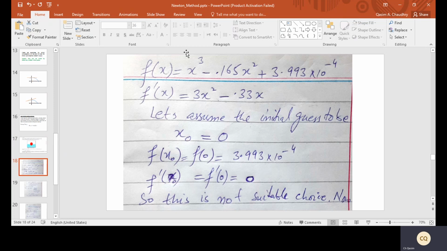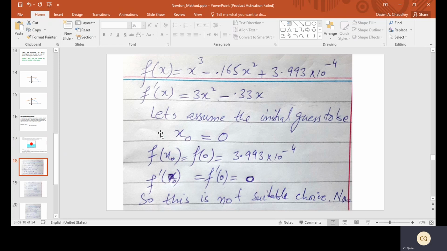So students, now f of x is equal to x cube minus 0.165 x square plus 3.993 into 10 raised to the power minus 4. So first of all, we need to find out the derivative. So students, the derivative is f prime of x is equal to 3x square minus 0.33x. If you simply take the derivative, this becomes minus 0.33x. Now we start the Newton's method.